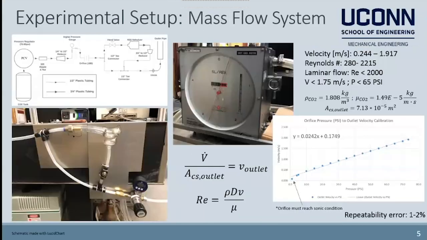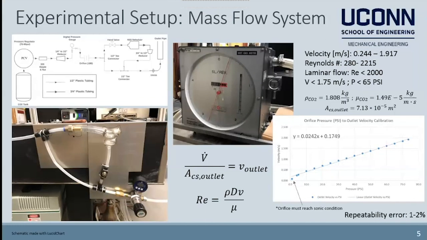To achieve a laminar CO2 flow with adequate seeding, a mass flow system was designed and constructed. As shown in the schematic, pressurized CO2 is directed through a regulator to a pressure gauge, where the flow is then throttled by an orifice and the nebulizer is used to form water droplets.